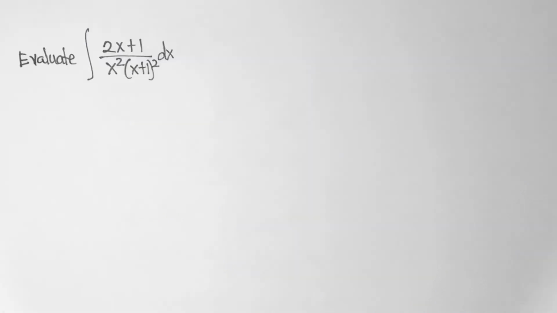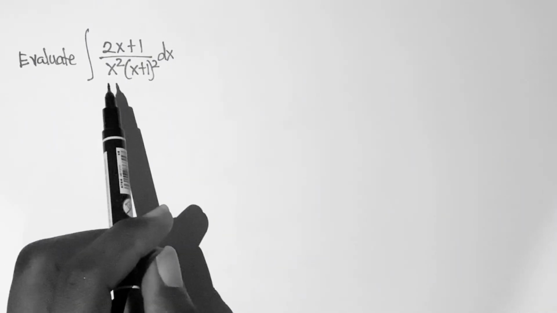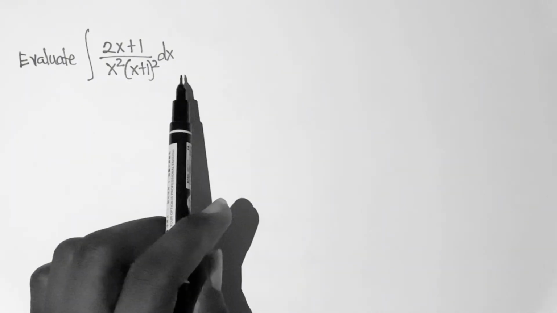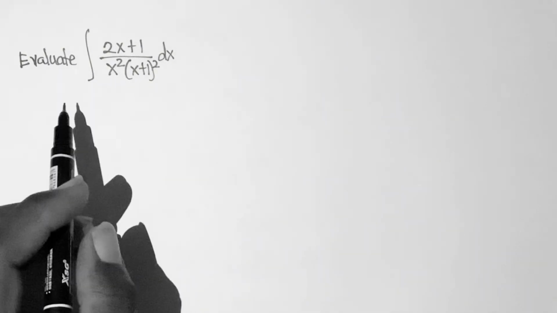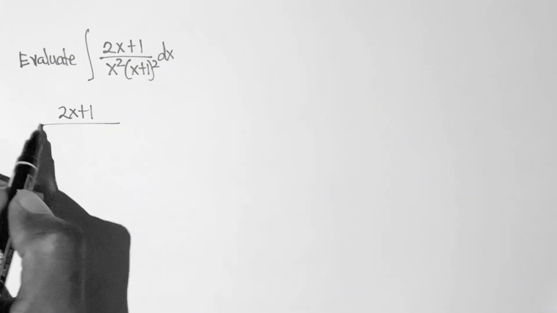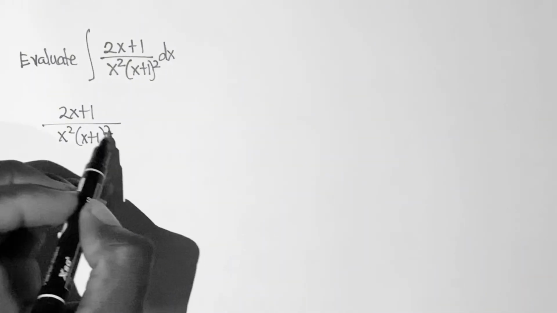then plus 1 over 4 natural log of the absolute value of 2x squared plus 3, plus the constant of integration c. So finally, let's evaluate the integral of 2x plus 1 divided by x squared times bracket x plus 1 squared dx. So let's take this rational function and express it as a partial fraction, which is 2x plus 1 divided by x squared times bracket x plus 1 squared.